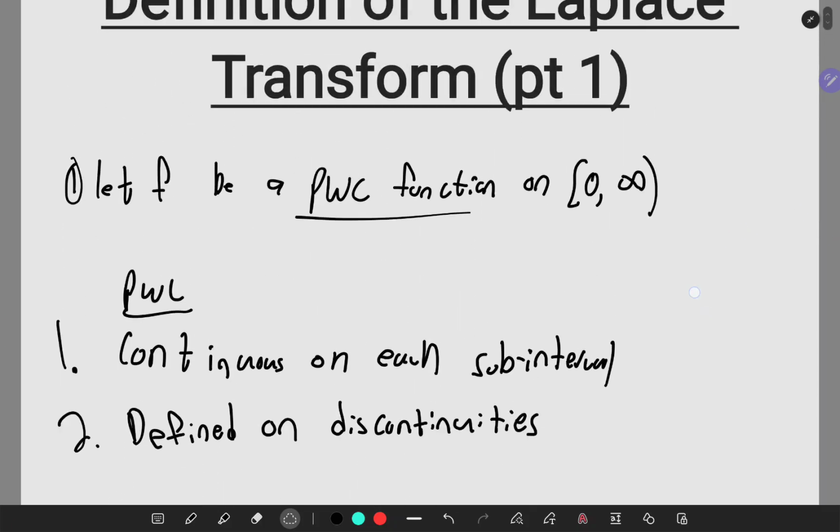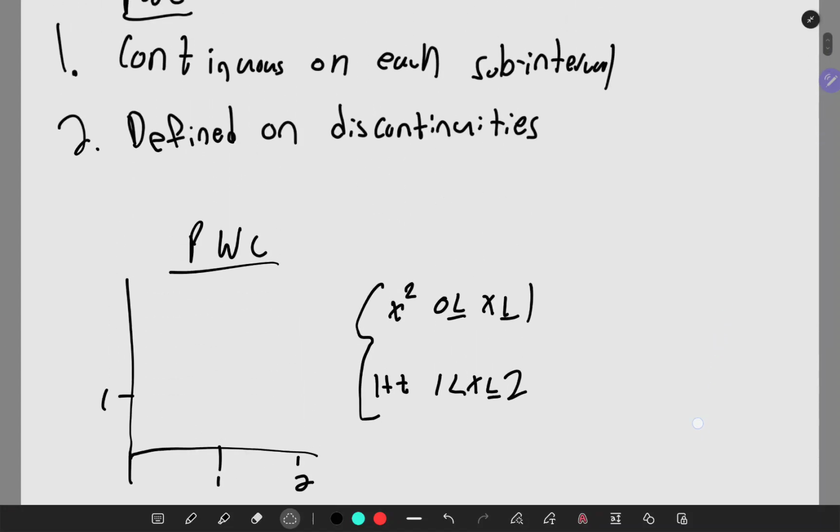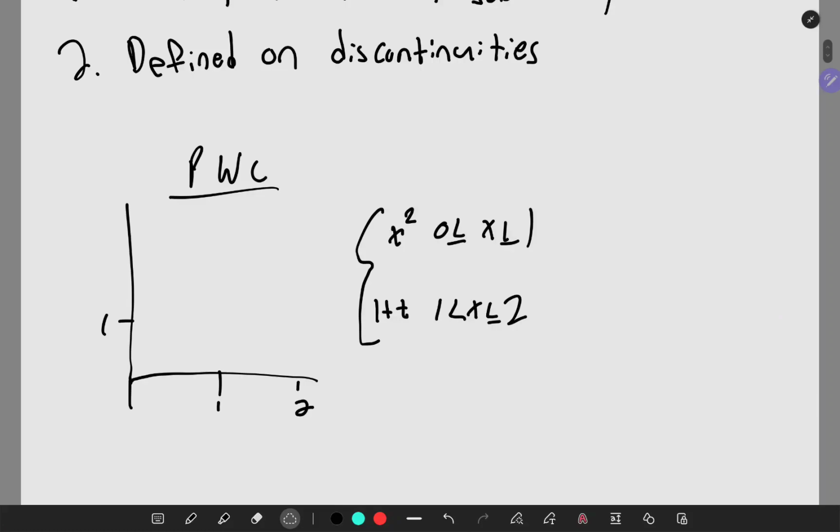And I came up with this little example, I think it'll work for what I'm trying to get at, where we have x squared. Let's go ahead and graph this. We have x squared from 0 to 1, so it'll look like this. And we have 1 plus t from 1 to 2. So that's going to start up here, right? And that's not defined on 1. So it's going up 1, so that's going to be 3.